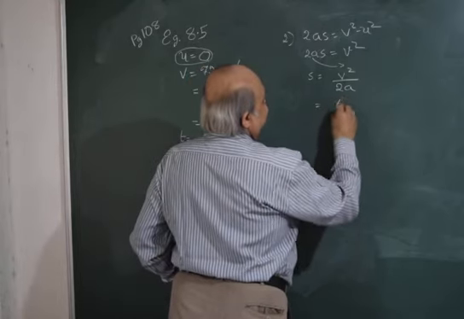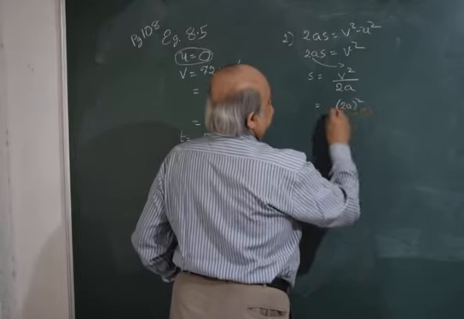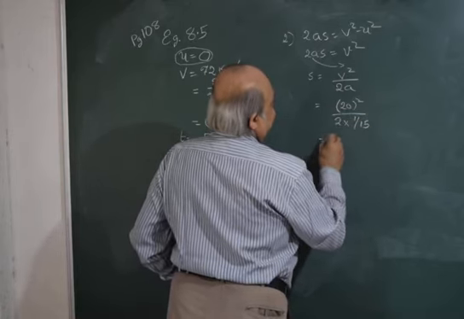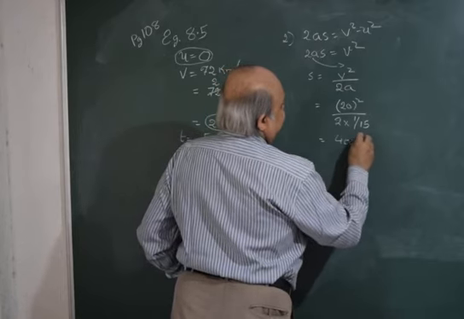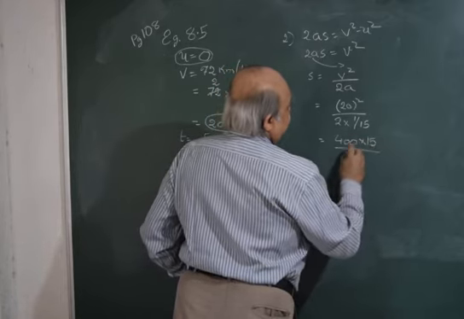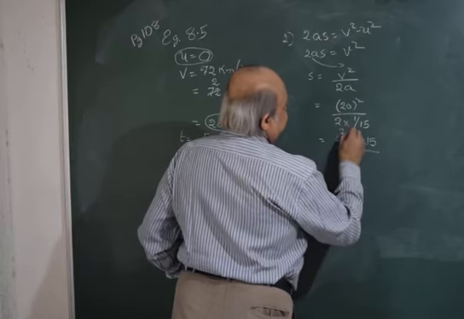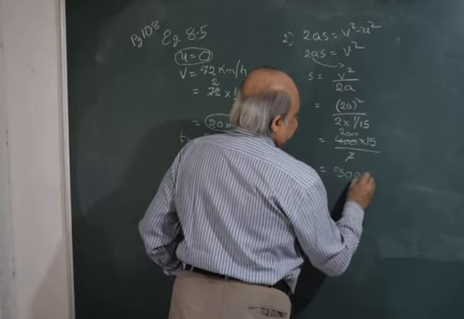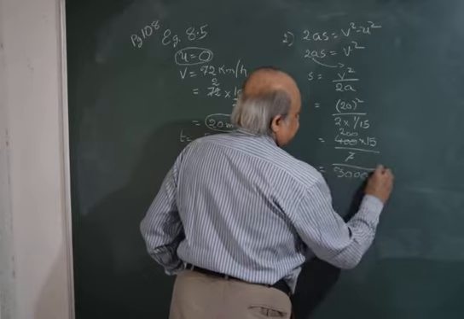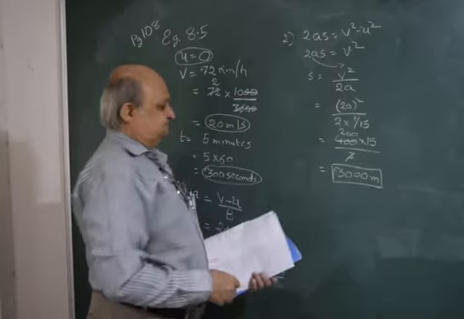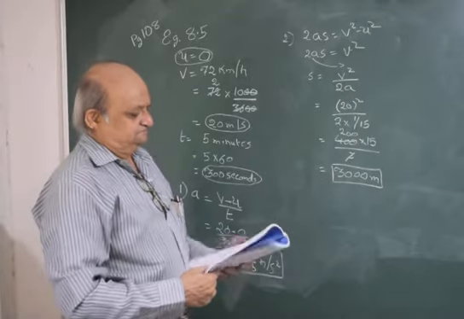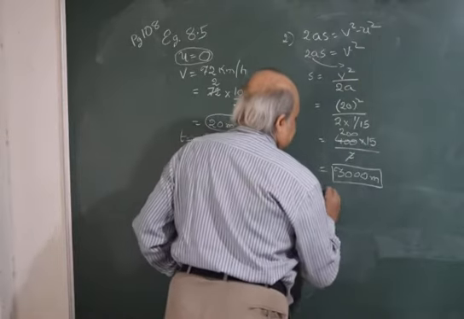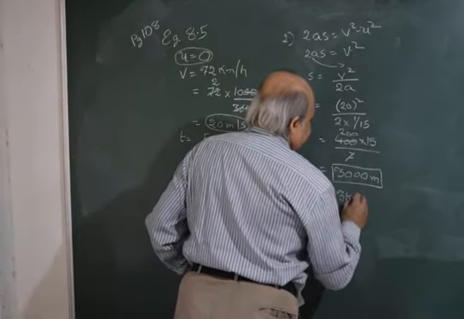We have 20 the whole square upon 2 into 1 upon 15, that will be 400 into 15, the whole upon 2, we get 3000 as our distance. Now 3000 meter obviously is equal to 3 kilometers.